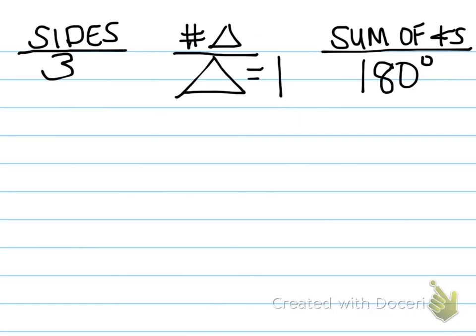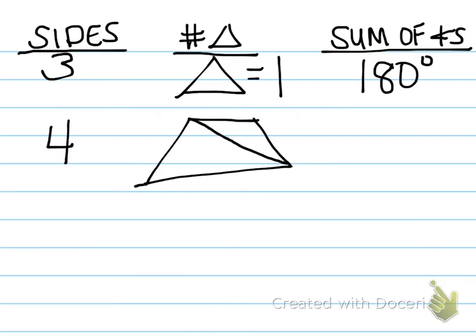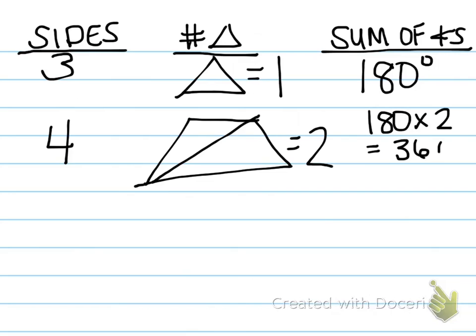Okay, so let's look at our quadrilateral. We have 4 sides. So again, any old quadrilateral will do. How many triangles are in a quadrilateral? Regardless of how you split your quadrilateral, if you do it like this, or if you do it like this, there's 2 triangles here. If every triangle is 180 degrees, we could take 180 times our 2 triangles, we get 360. So that's where our 360 came from in our quadrilateral sum theorem.